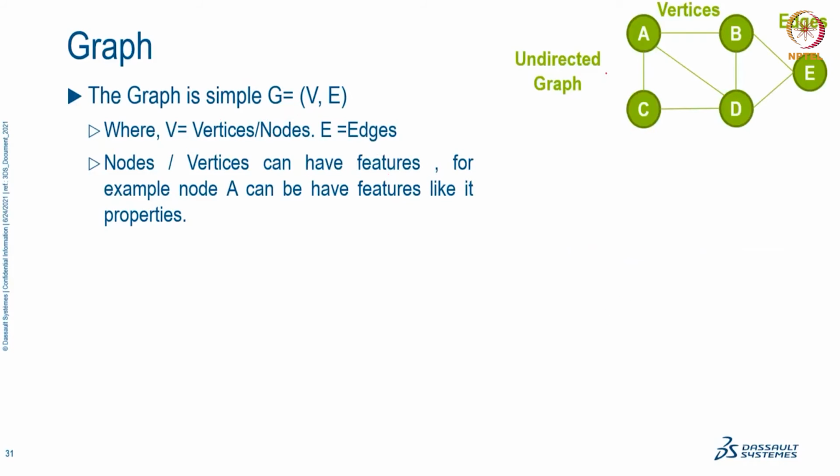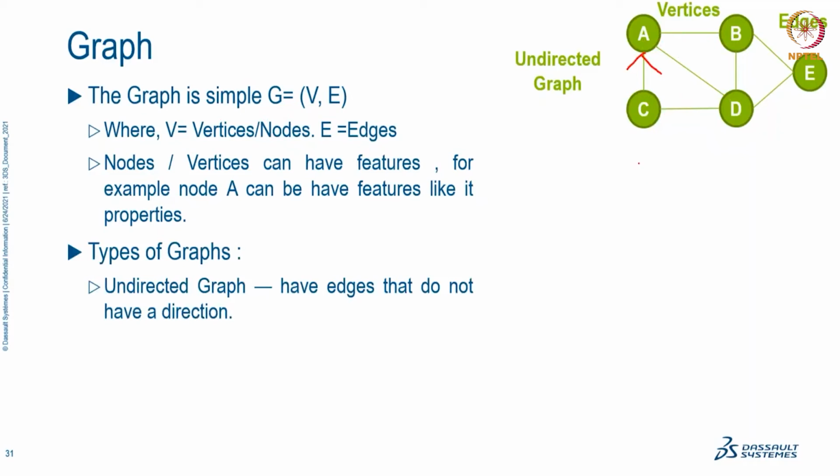For example, if you can see here, A is the node, and the connection between A and B, the link between them, is the edge. So this is a simple graph, and you can see there are no arrows here. So this is not a directed graph, it is an undirected graph. You can see edges do not have direction. It is just mentioning that there is a link there.